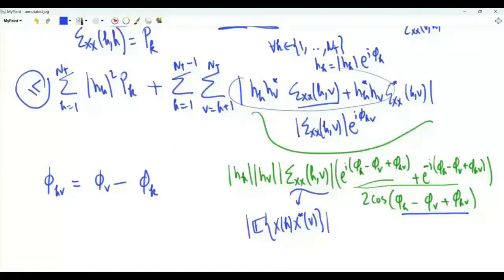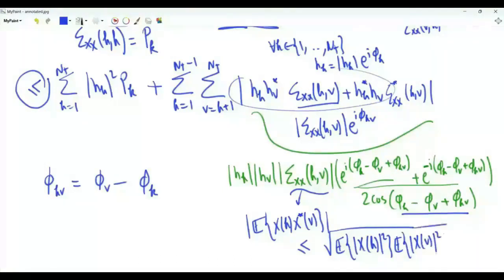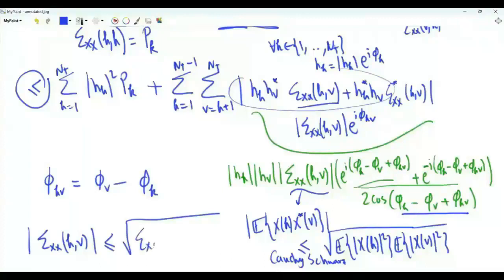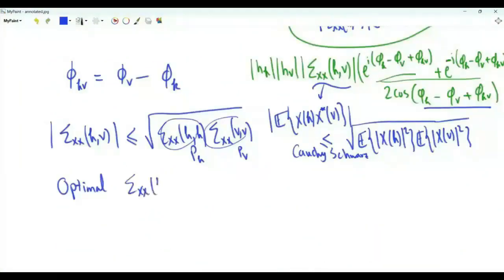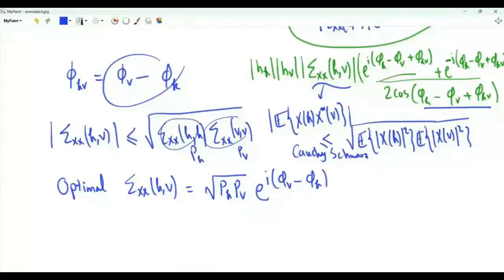By the Cauchy-Schwarz inequality, this magnitude is upper bounded by the square root of the expectation of the magnitude of X of K squared times the expectation of the magnitude of X of V squared. In other words, the magnitude of sigma XX of K and V is upper bounded by the square root of sigma XX of K and K times sigma XX of V and V. And we know that this is PK, that one is PV. Thus, the optimal sigma XX of K and V is equal to the square root of PK PV e to the I phi V minus phi K.